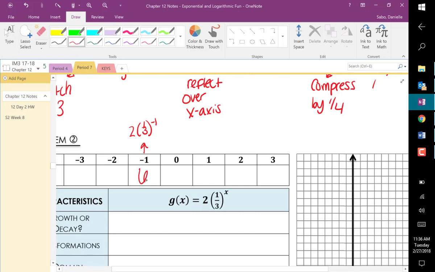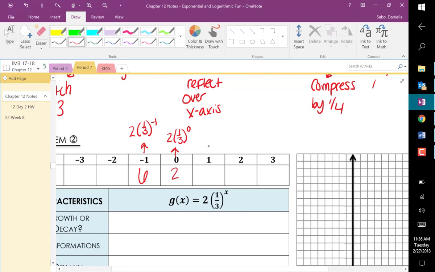Again, always more than welcome to get your calculator and type that in. Go for it. But I'm not going to do that with you here in the notes. So 2 times 1/3 to the 0 power. This is even easier. Anything to the 0 power is 1, and 1 times 2 is 2.